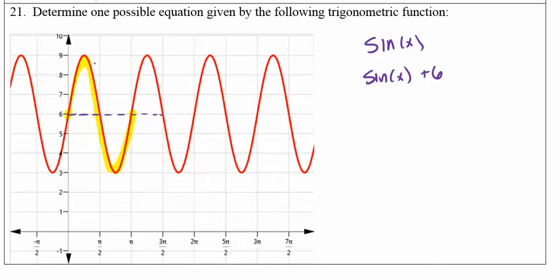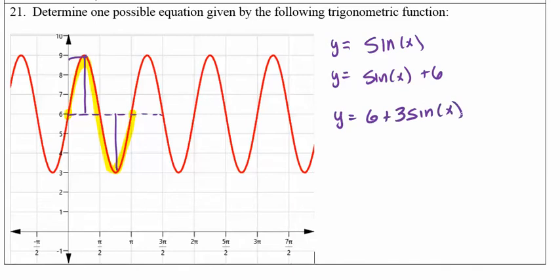Okay, now I have an amplitude. The amplitude is the distance from the midline to the top and the bottom. Those have to be the same. That's a value of 1, 2, 3 units. So now, these are all y equals, by the way. So now I have y equals 6 plus 3 times the sine of x, okay?